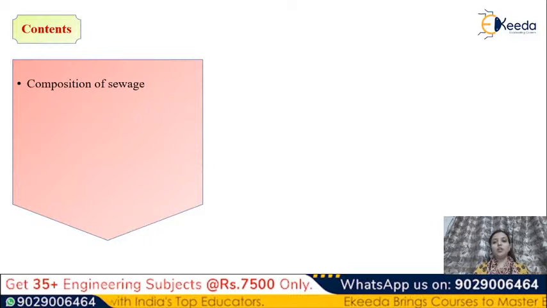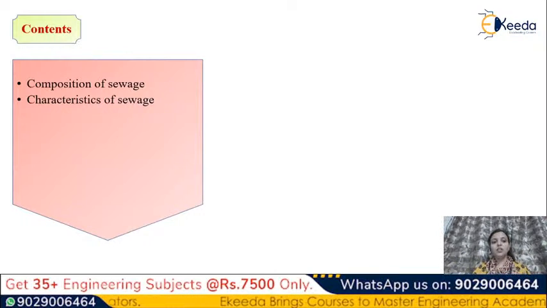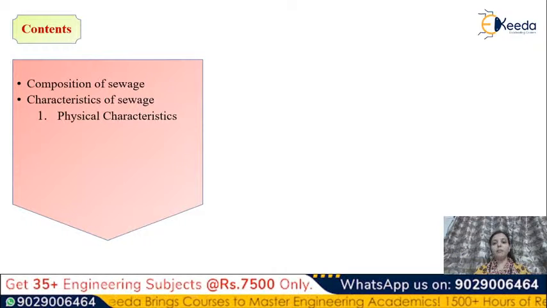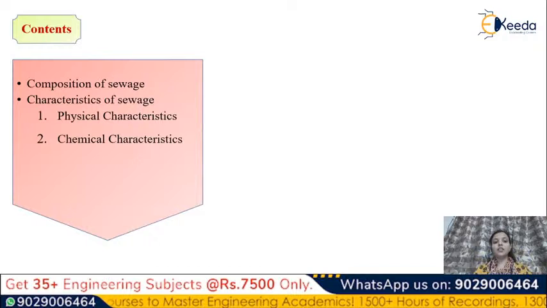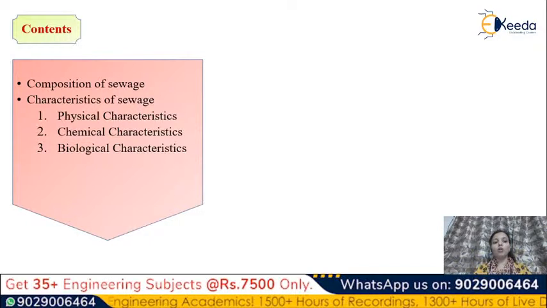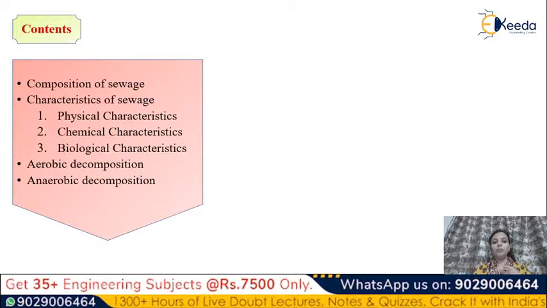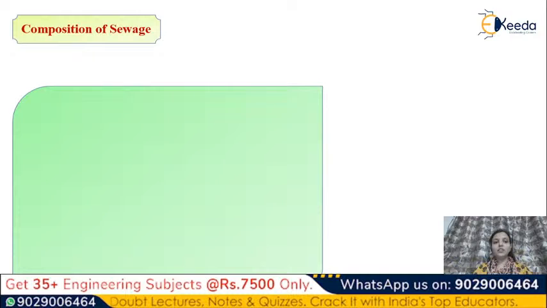So this particular module covers the composition of sewage and the different characteristics of sewage. There are three basic types of characteristics: physical characteristics, chemical characteristics, and biological characteristics. Then also, if we get time, we are going to see the aerobic decomposition and anaerobic decomposition processes, or the cyclic flow chart. So let's start.